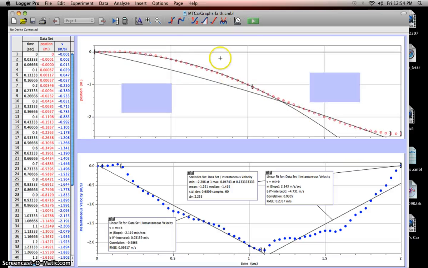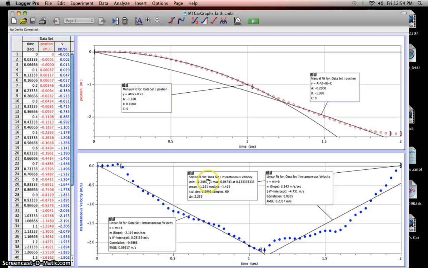It is increasing, and then it's decreasing. The min speed is negative 2.206, while the max speed is 0.047. And the slope, which is the acceleration, is speeding up, at negative 2.119 meters per second. The slope speeding down is 2.143 meters per second.